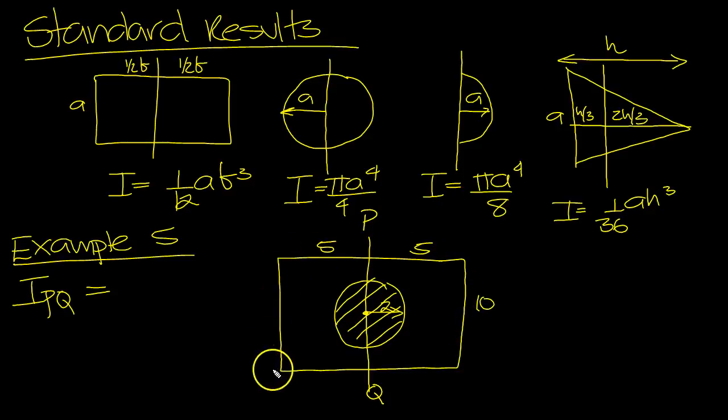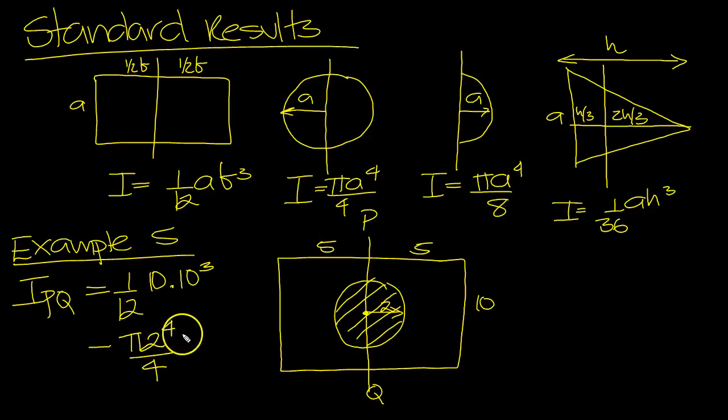So if this were a simple rectangle, it would be 1/12 of AB cubed. A would be parallel, so that would be 10. And B is 10, and that would be perpendicular, and that would be cubed. So that's the whole rectangle, but we need to take away from that the second moment that this would have produced, because it's not there. So what have we got here? It's a circle, radius 2, so it's minus pi A to the 4 over 4, so pi 2 to the 4 over 4.